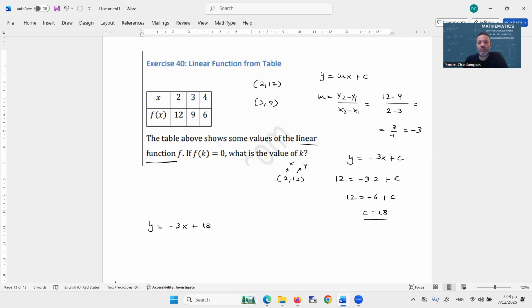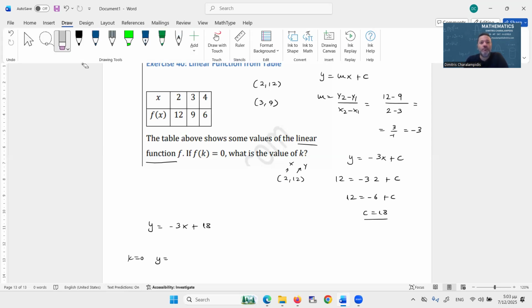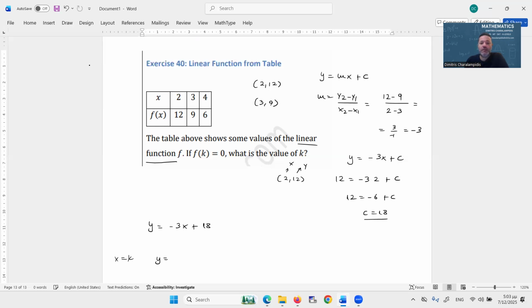Now, we were told that when x is k, y is 0. So 0 is negative 3k plus 18. So 3k is 18, which means that k is 6.